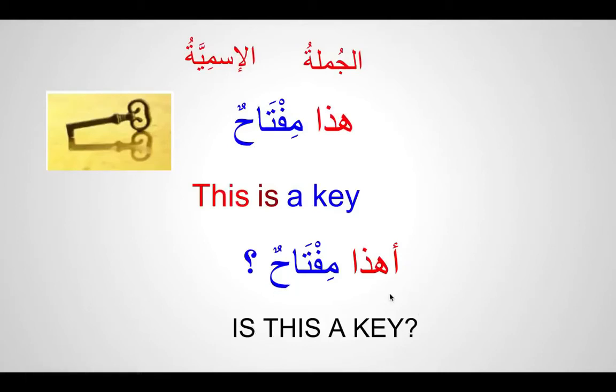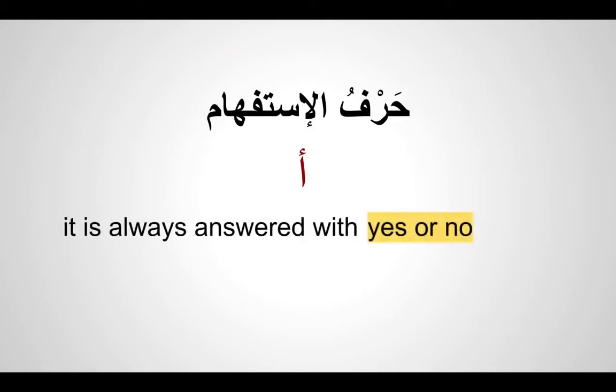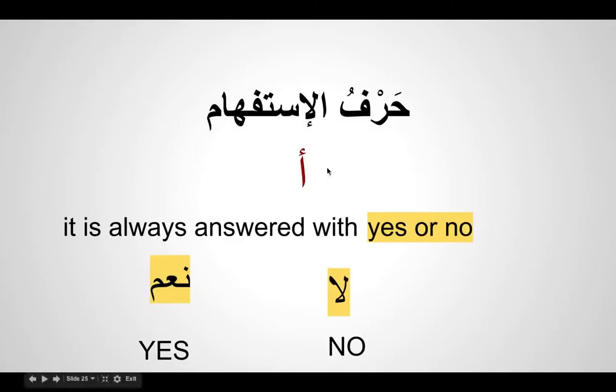So if you see here, the tone of the sentence is changed. It's like a rhetorical question, and you are expecting some answer. So when you say ahadha miftahun, is this the key? The answer always begins with either yes or no. If you're asking, is this the key? Either you say, yes, it is a key, or no, it is not a key. So how do we say in Arabic? Say, na'am means yes, and la means no. So whenever you see a, the answer always begins with either na'am or la.